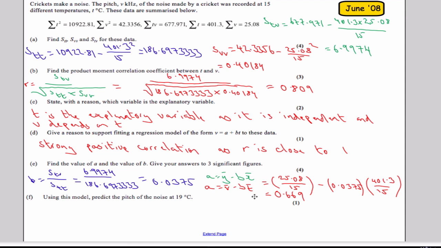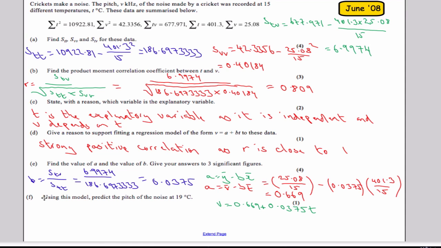The equation of the line, or the regression equation, is given in the form y equals A plus B times x. So y is V, so V equals A, 0.669, plus B times x. B is 0.0375 times x, which is T in this case. And that's the equation of the regression line.